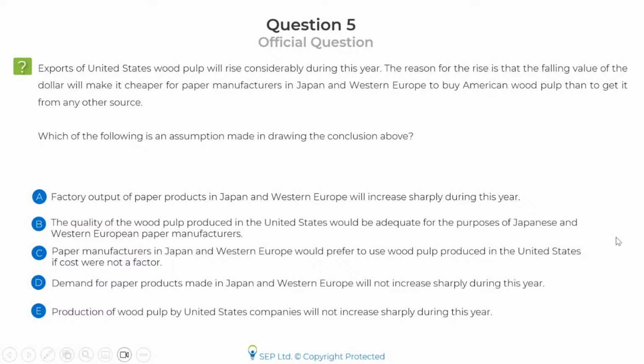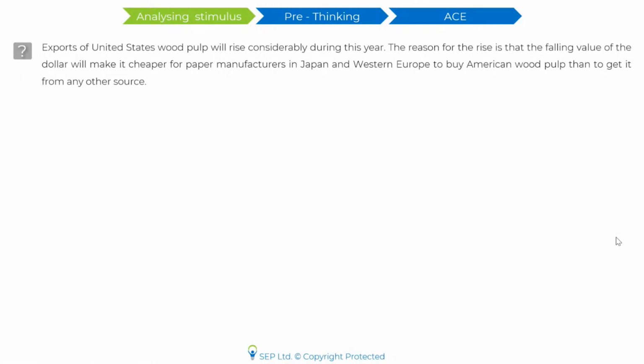Okay. Simple, very simple stimulus if you really go for it. Exports of US wood pulp will rise considerably during this year. So that's a prediction, definitely not a fact, and could be the conclusion of the paragraph, but we'll wait for that. The reason for the rise is, okay, so this is the supporting reasoning being given for this prediction.